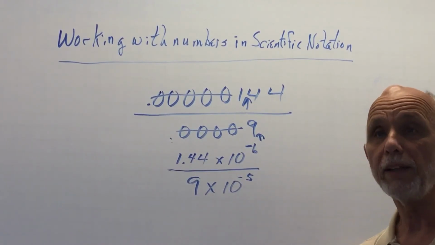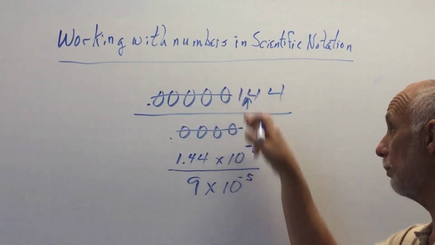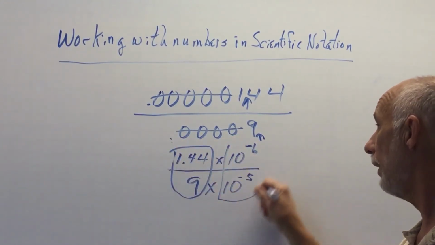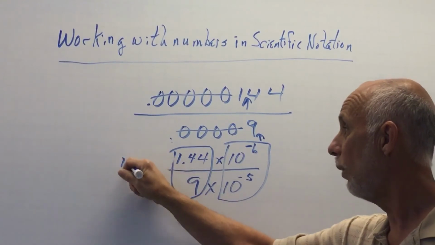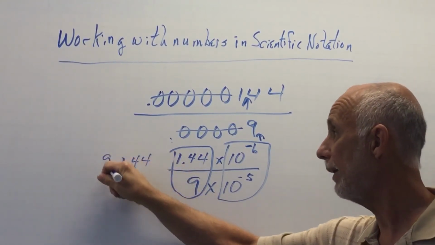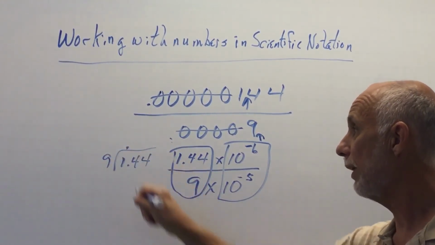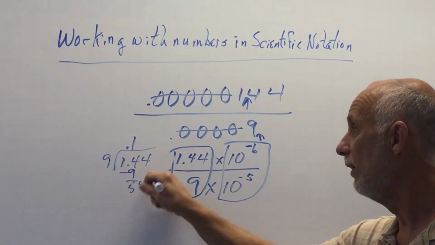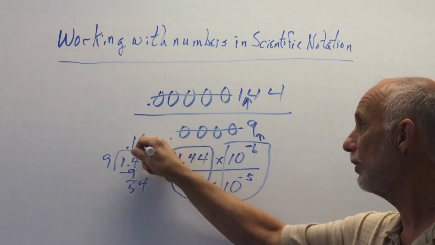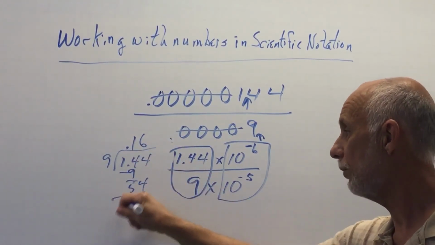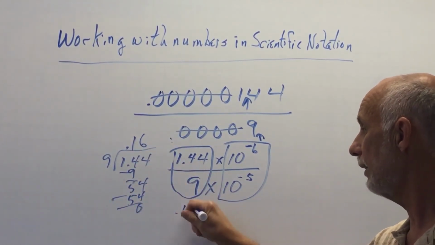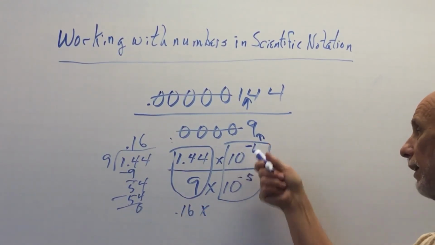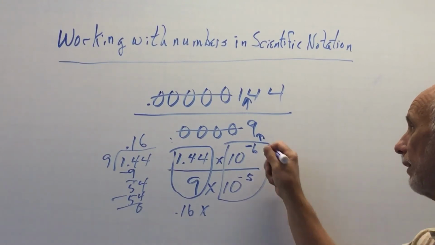So now how would I do this? This looks harder than this, but it's way easier. Do it in parts. Okay, the first part I have to do is 1 and 44 hundredths divided by 9. Bring the decimal straight up. 9 goes in 14 once. Remainder 5. 9 goes into 54 6 times. Remainder 0. So that's 16 hundredths times here 10 to the negative 6 divided by 10 to the negative 5th.